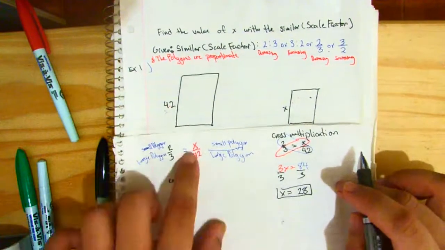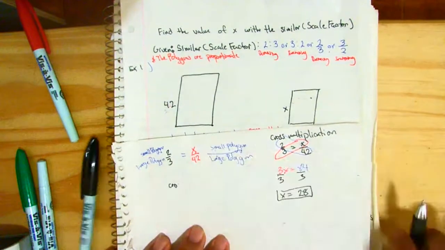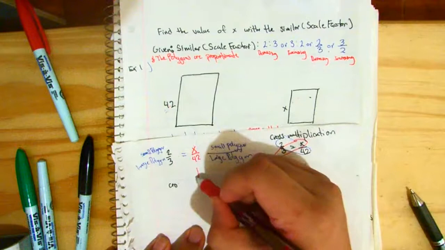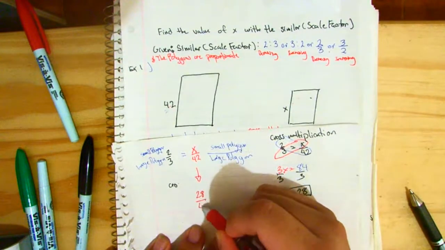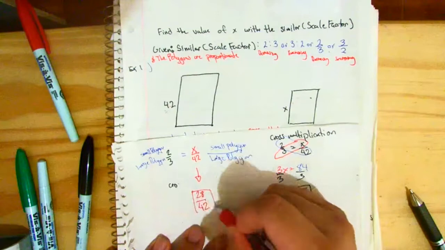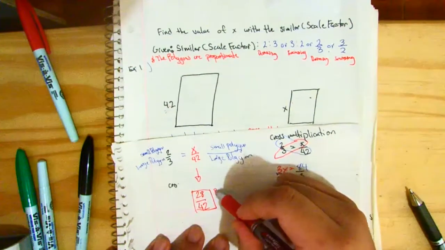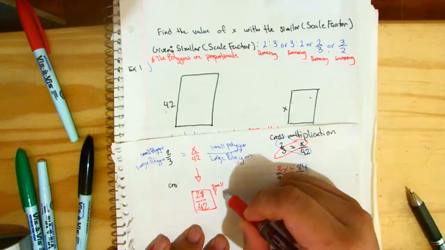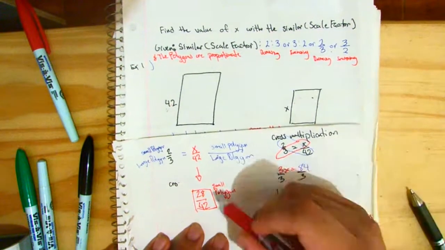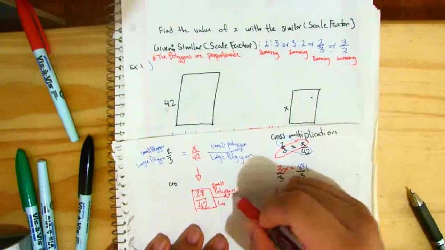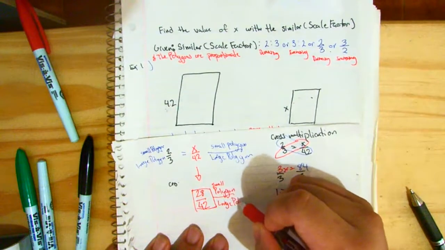X is 28, and the proper form of writing this down is going to be 28 over 42. Once again, this is representing the small polygon, and this is representing the larger polygon.